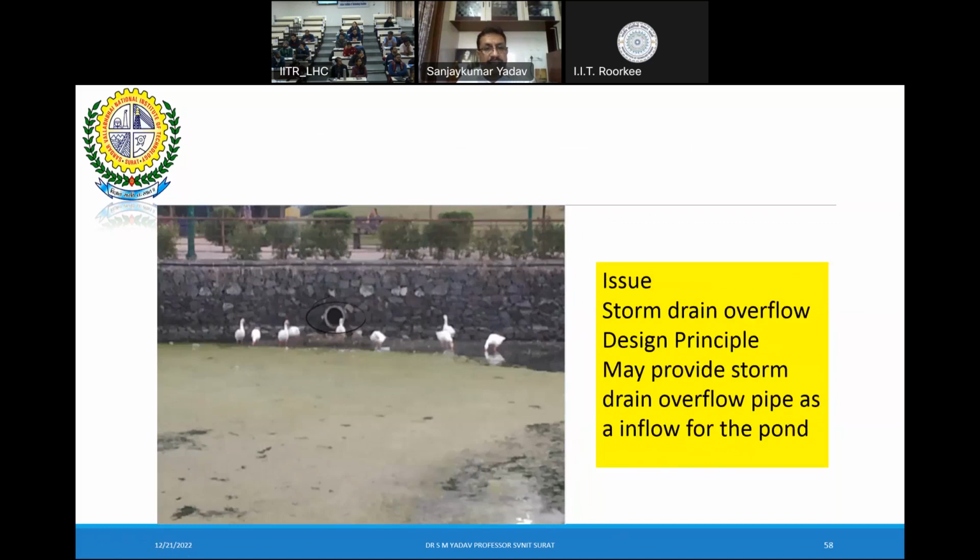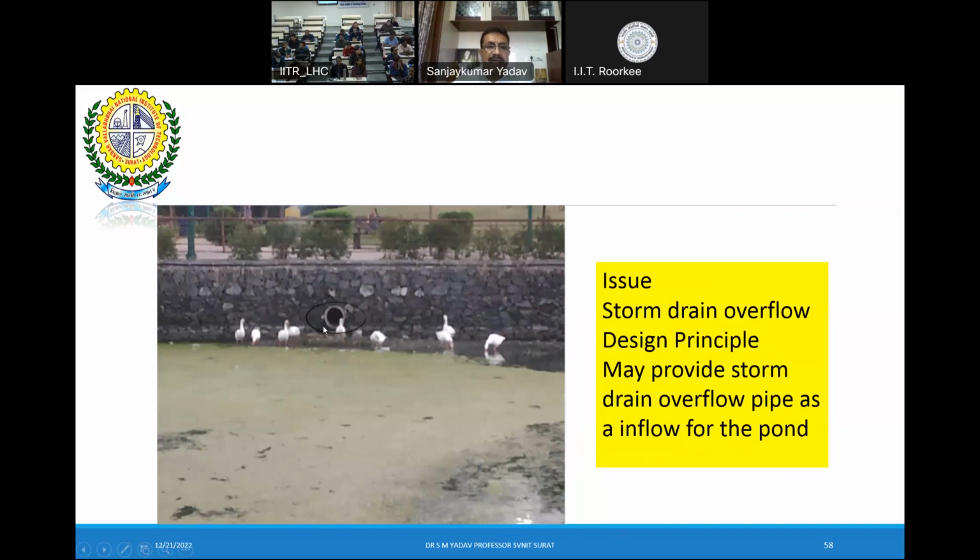You can see here there is a pipe on the opposite wall. A black circle is marked and there a pipe is provided. This pipe is provided for two purposes. Number one, when there is overflowing of storm water, the overflow water through this pipe drains into the pond.